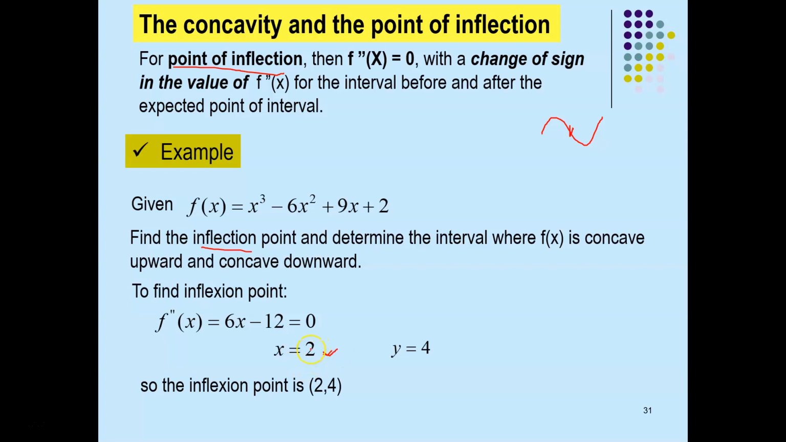So when you get x equal to 2, your y equal to 4. How do I get this one? Y equal to 4. I substitute this one into this. Substitute dalam fx so that you get this. Okay, so the inflection point is 2, 4. That's it. Okay, senang saja inflection point.